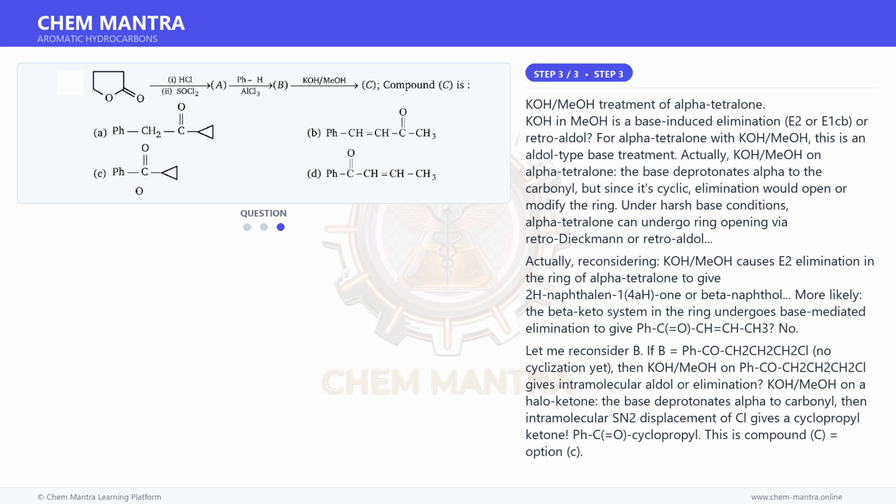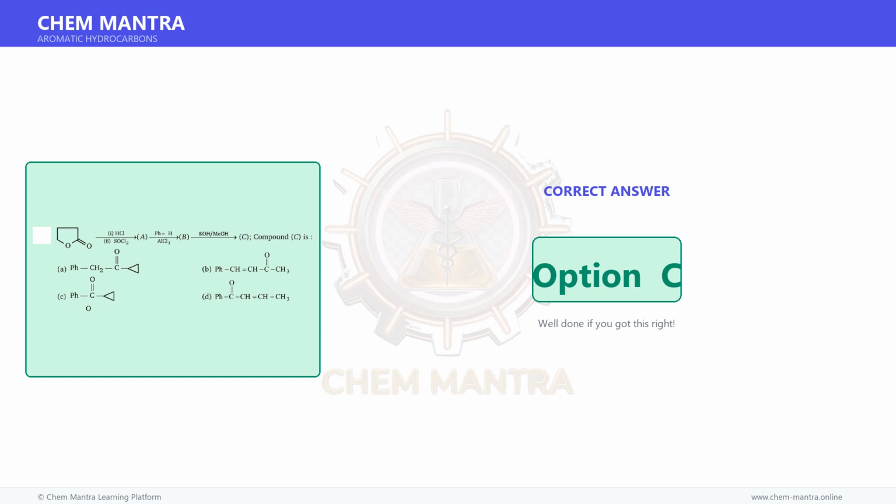Why other options fail? A, PhCH2-C=O-cyclopropyl, wrong connectivity, a CH2 between Ph and carbonyl is not consistent. B, PhCH=CH-C=O-CH3, chalcone type, not consistent with this pathway. D, PhC=O-CH=CH-CH3, elimination product, not cyclization. Therefore, the correct answer is option C.